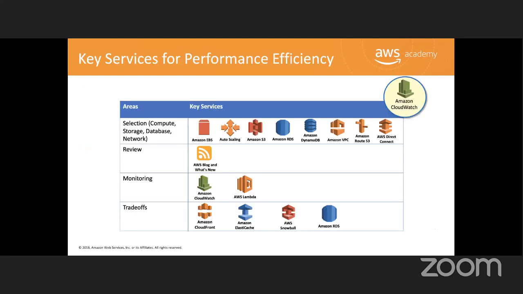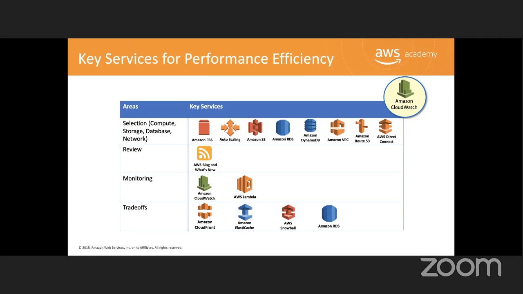So that's very important. So the key services for performance efficiency are the following. You have the areas here: selection, compute, storage, database, and network, like we mentioned before. So here we have the AWS services, which you already know: Auto Scaling, Amazon S3, RDS, DynamoDB, Amazon VPC, Amazon Route 53, AWS Direct Connect. So all these services you already know, right?